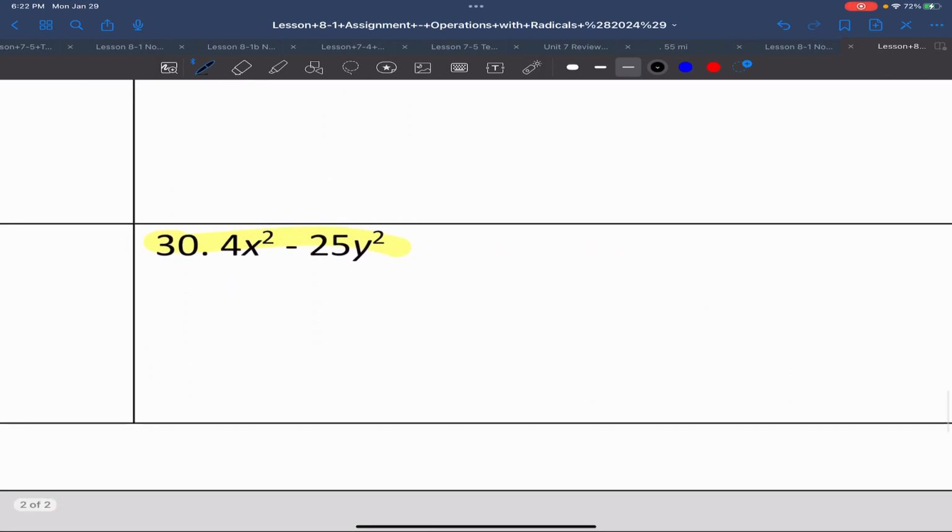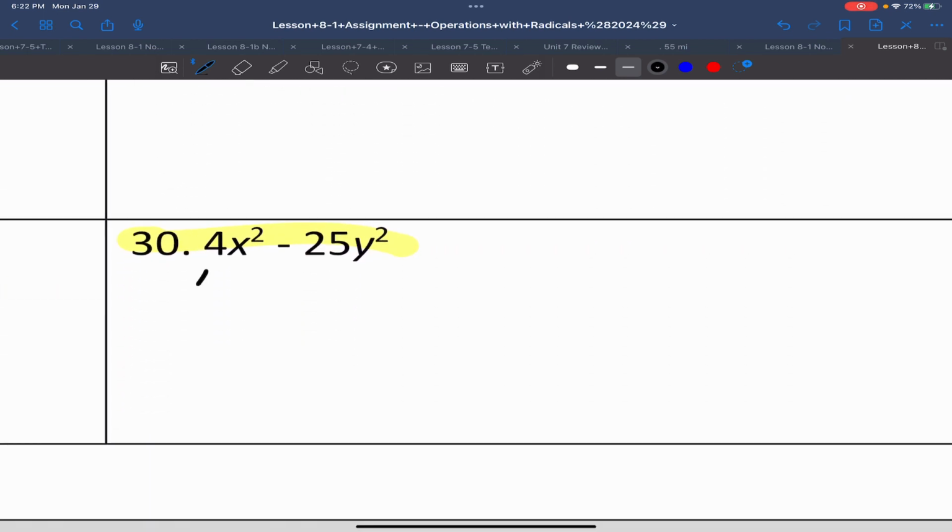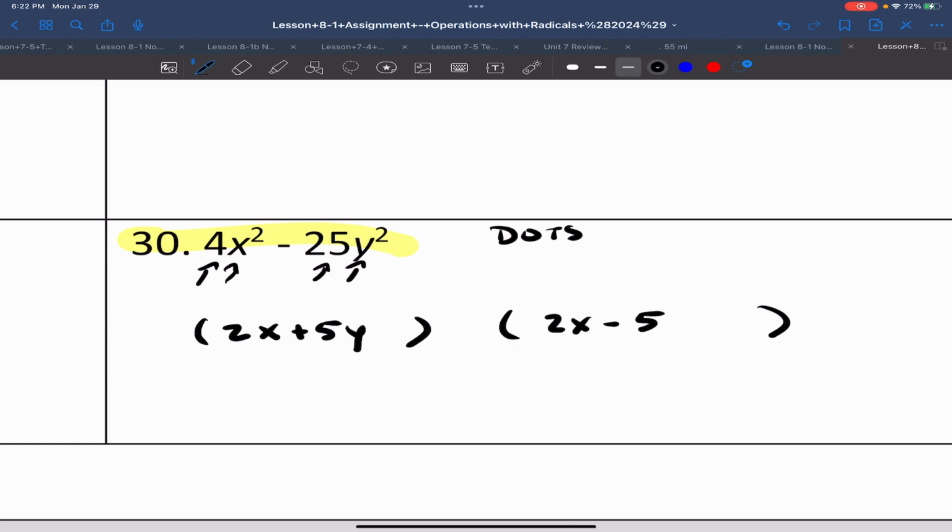Number 30, okay. You see a perfect square here, perfect square here, perfect square here, and perfect square here. These terms are separated by the minus sign. So we're dealing with difference of two squares. So this should give you 2x plus 5y times 2x minus 5y. And there you go.